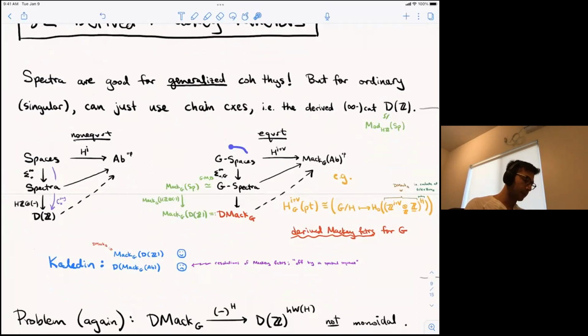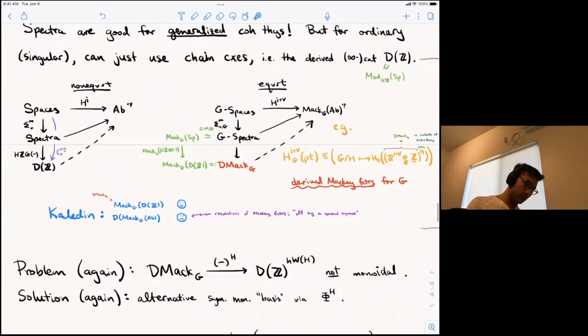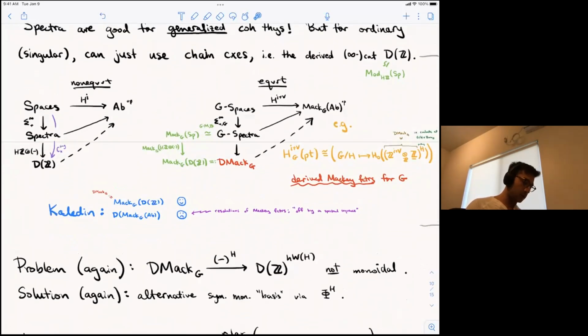So we can compute equivariant cohomology of G spaces by computing HOMs in this category, or really it's enriched in complexes, and then you take H0, the zeroth homology group. Well, there's the same problem, which is that these categorical fixed points functors now land in derived abelian groups with homotopy WH action. Again, this is not monoidal.